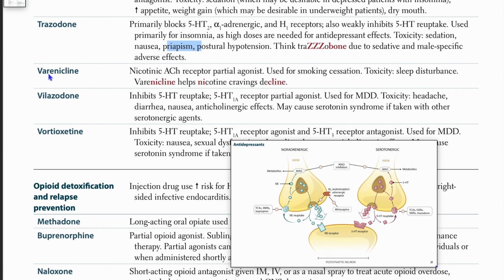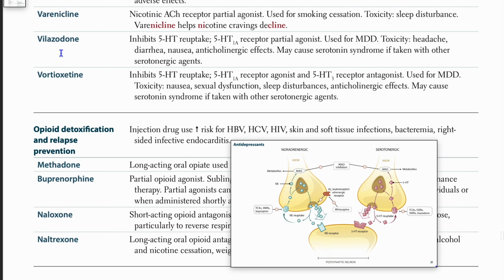Okay, and then we have varenicline, or Chantix, a nicotinic acetylcholine receptor partial agonist used for smoking cessation. Toxicity is sleep disturbance. Varenicline helps nicotine craving decline. Vilazodone inhibits 5-HT reuptake and is a 5-HT1A receptor partial agonist. Okay, and I think we're done with this stuff.